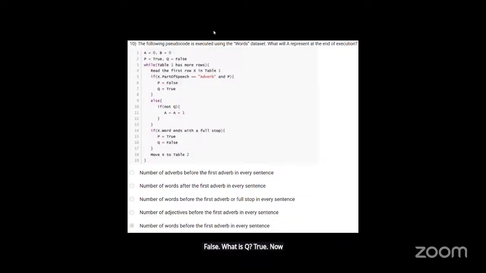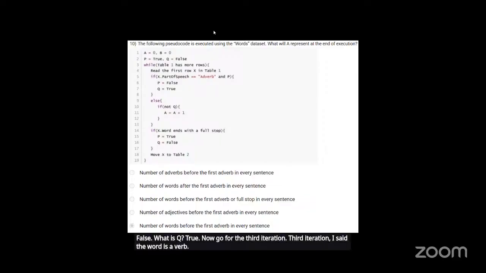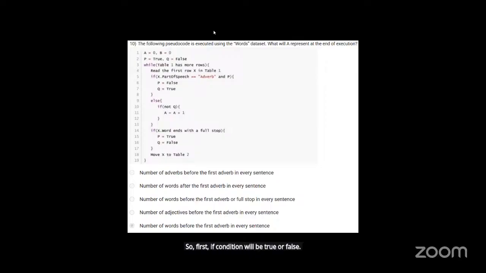Now go for the third iteration. In the third iteration, I said the word is a verb. So will the first if condition be true or false? False. That means I have to come to which line? The else part. If not Q. Now Q was set to true in the previous iteration. So not of Q is false. So A will not be incremented. Again, you check line 14. Is the word ending with a full stop? Yes. So now P is set to true, Q is set to false again. That means it is reinitialized.